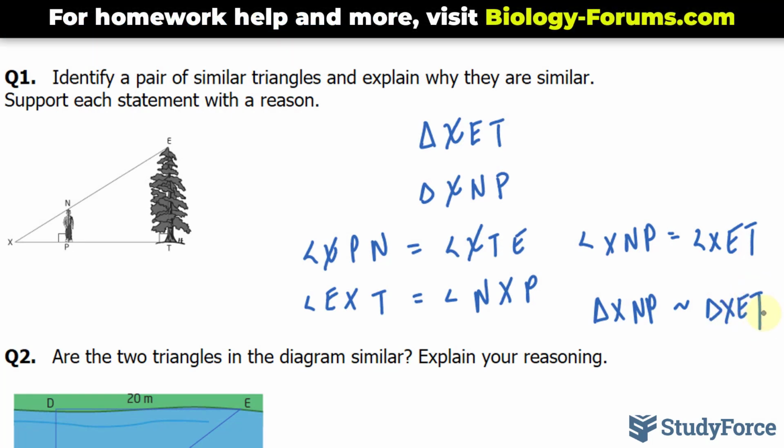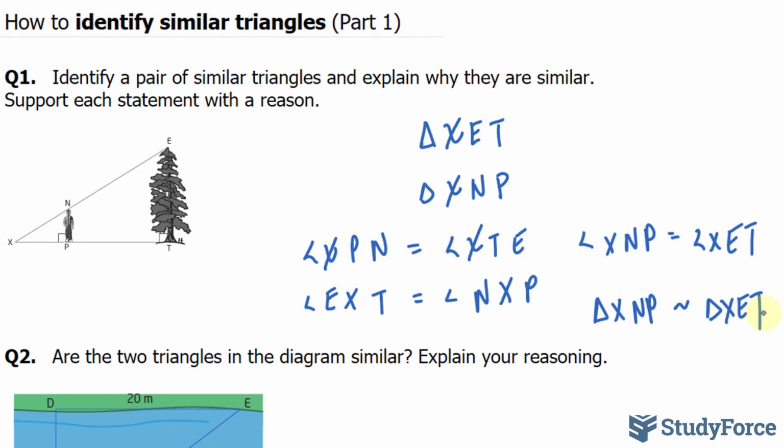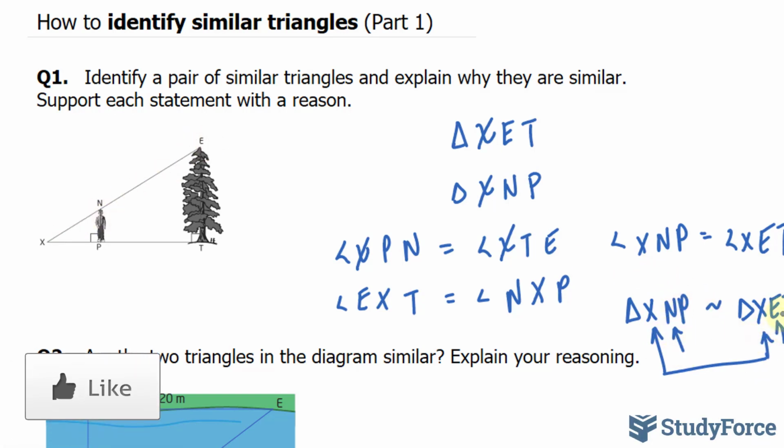Keep in mind that when you write a similarity statement, the order of the vertices must correctly identify the pairs of equal angles and pairs of corresponding angles. In other words, notice that we wrote down X, N, P and then X, E, T. The X's are in the right place, the E and the N are in the right place, and the T is in the right place. Let's move on to question number 2.